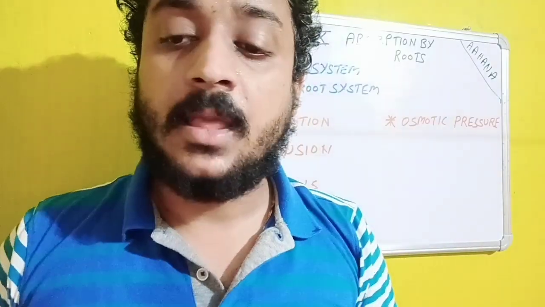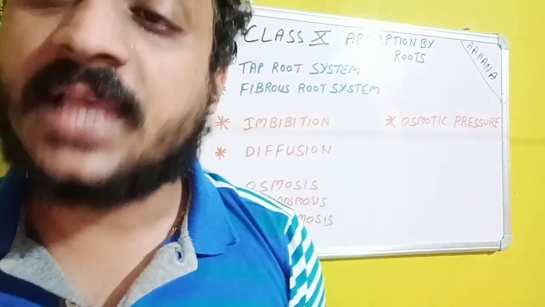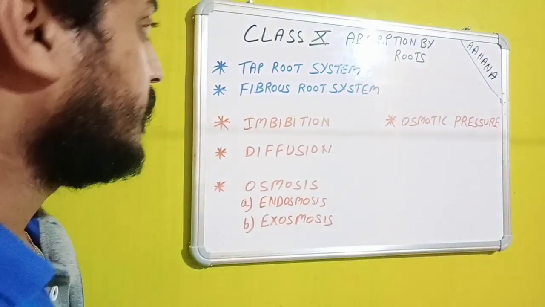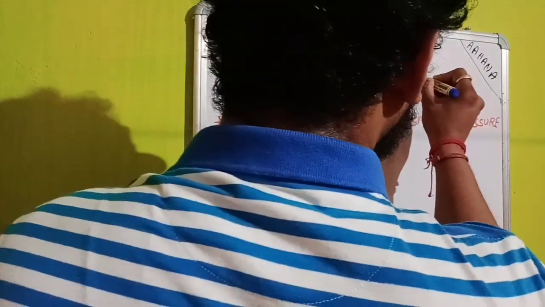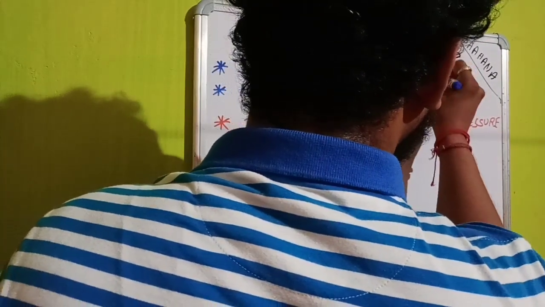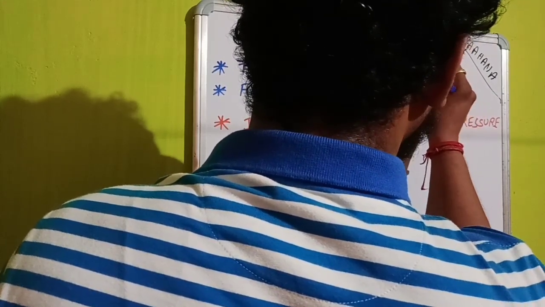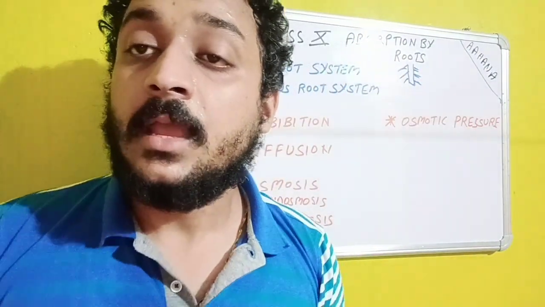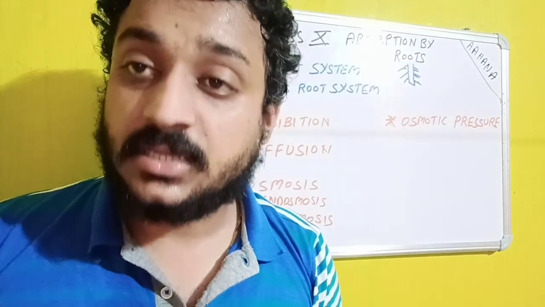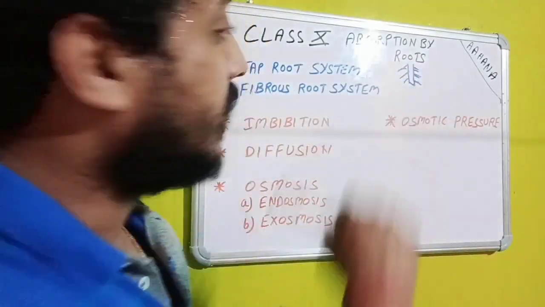Now, what is a taproot system? Taproot system means they will have a main root. The taproot system will always have a main root. Here we can see the main root will be there, and from the main root the branches will be coming out. That is the taproot system. So we can find the taproot system in carrot, radish.